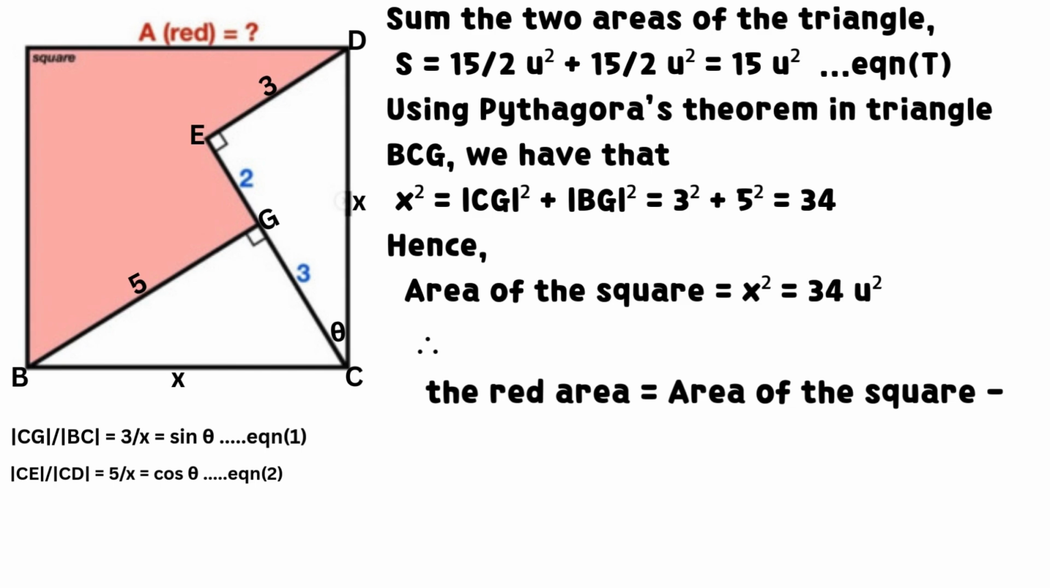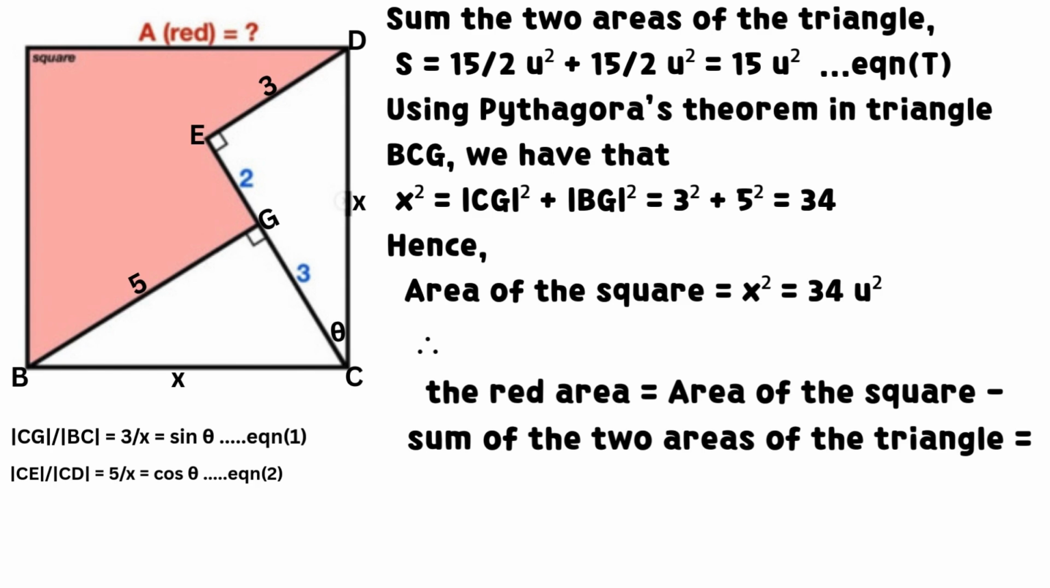Therefore, the red area equals the area of the square minus the sum of the two areas of the triangles. That is, 34 minus 15, which equals 19 square units.